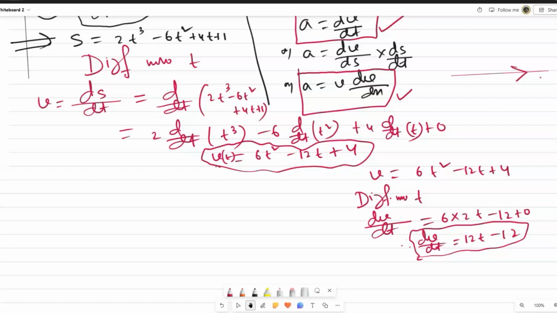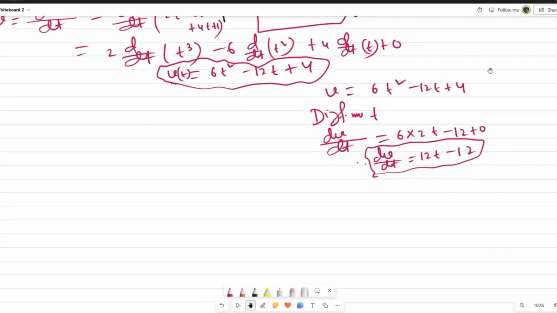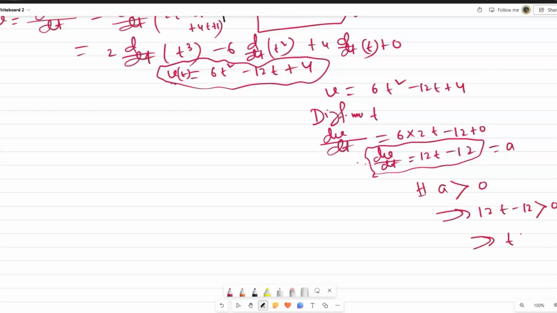Here, if they ask you for what time acceleration is positive and when it was negative, your answer will be this. This is for acceleration. So acceleration positive means 12t minus 12 greater than 0, t is greater than 1. So this time acceleration is positive. Acceleration negative under what condition? If t less than 1.